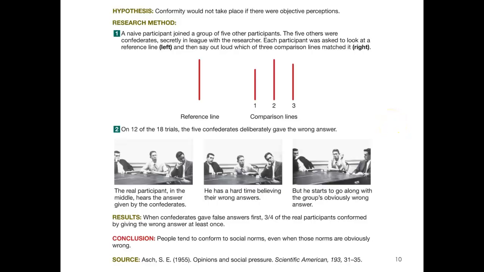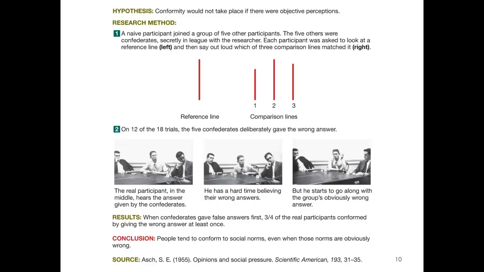What was really interesting in the video is watching the subject. They would be physically uncomfortable. You could tell they were physically uncomfortable and emotionally uncomfortable with disagreeing with the group. And they had to make a choice. Do I say what I really think, or do I conform? The results: when confederates gave false answers first, 3/4 of the real subjects conformed by giving the wrong answer at least once.